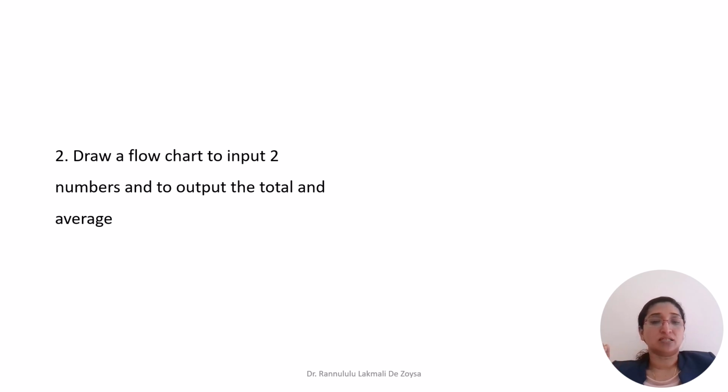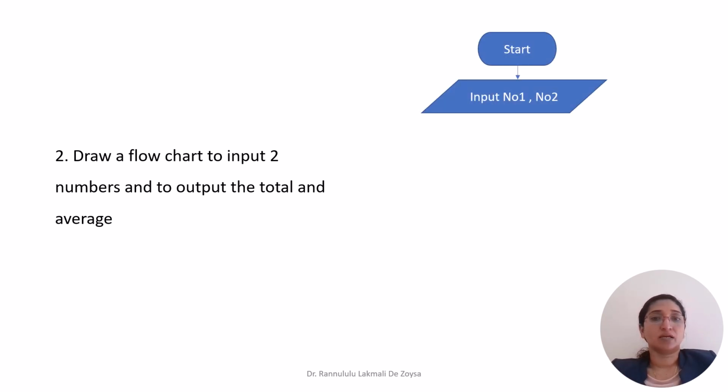So any flow chart, as I said earlier, should start with the terminal symbol. Inside the symbol, you write the term start or begin. Start. So in the same symbol, if you need, you can write input number 1 and number 2. So you write input number 1, number 2. Which means you're accepting two numbers to your program.